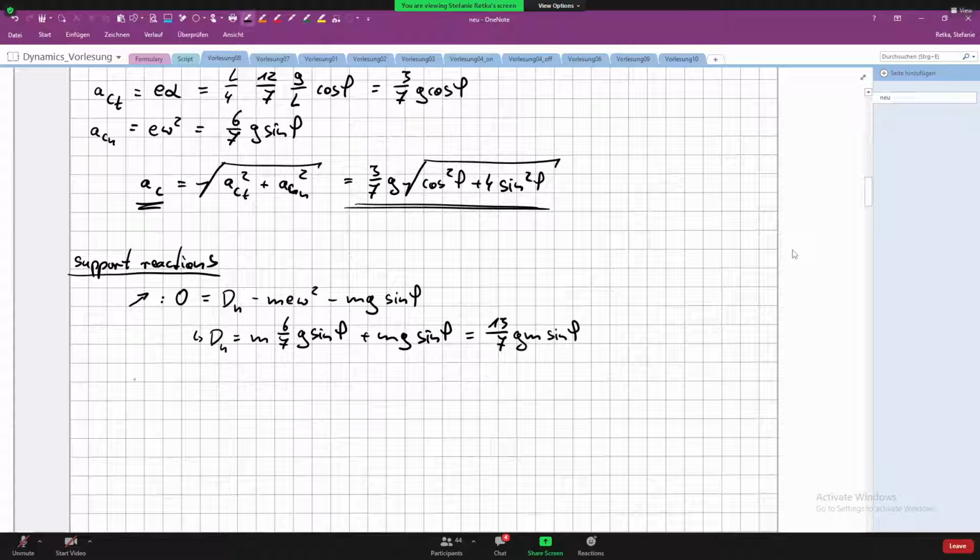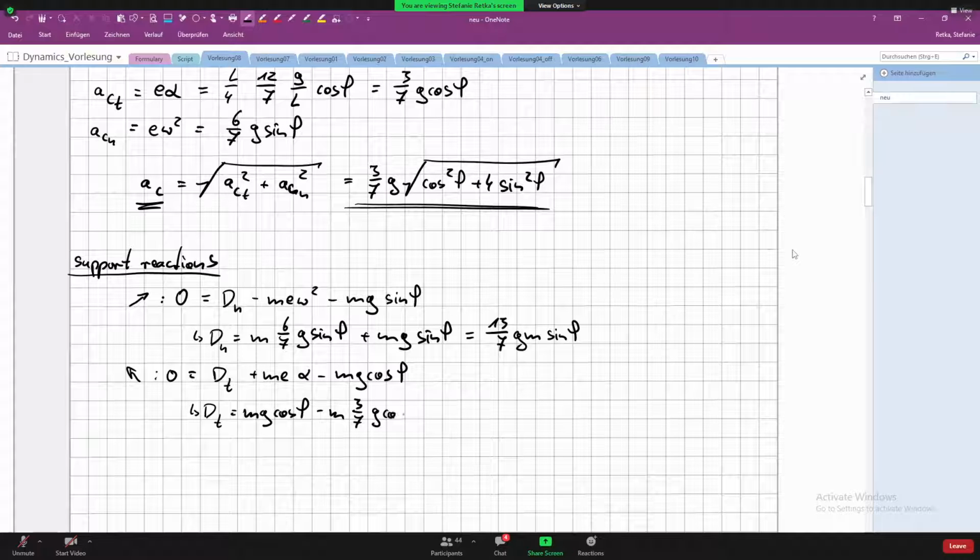And then in tangential, the tangential component, 0 is equal to dt plus m E alpha minus mg cosine phi. And then dt is equal to mg cosine phi minus m 3 over 7 g cosine phi, which is equal to 4 over 7 gm cosine phi.